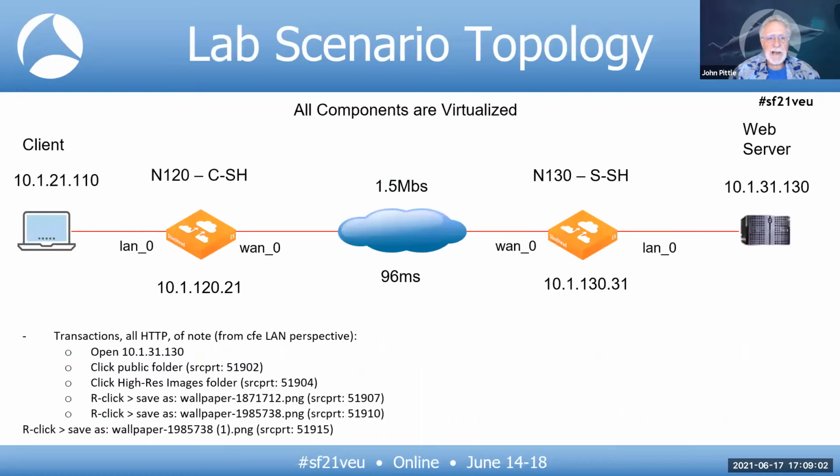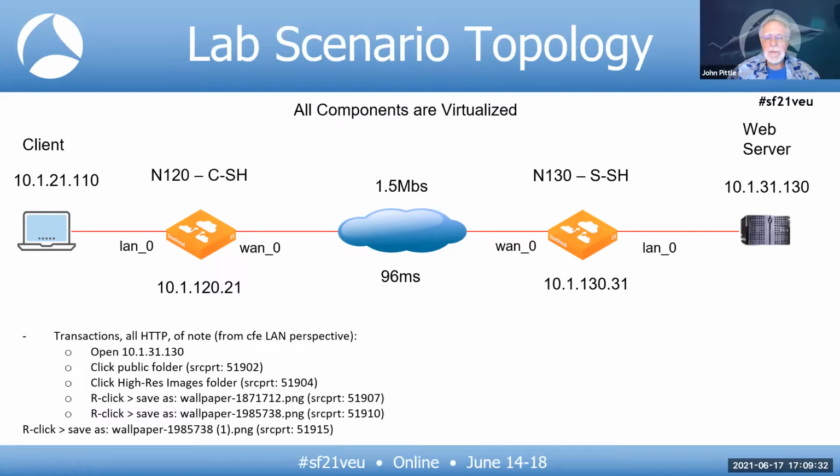So here's a little bit about our topology. We've got a client that pretends to be in a branch. We've got a Steelhead that pretends to be in a branch. We call that the client Steelhead. We've got a simulated wide area network of 1.5 meg and 96 milliseconds of latency between the two sites. Then we have a server-side Steelhead in the data center on the right-hand side, and then our web server.